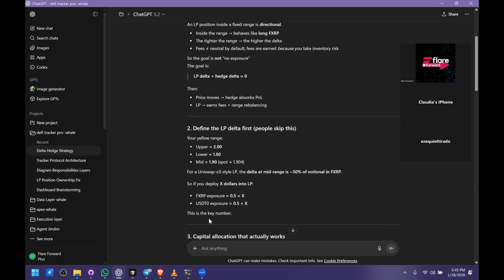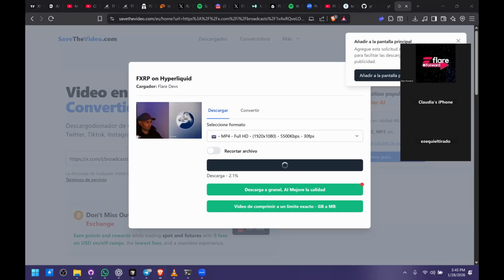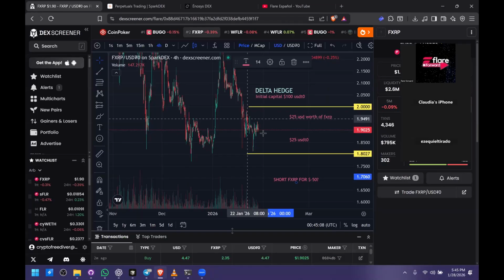Not really. Okay, so if, no. The price right now is 190, so if I do 180 to 2, that means that I'm pretty much at 50%, right? In this case, I would have basically the same amount of stable coins and FXRP.